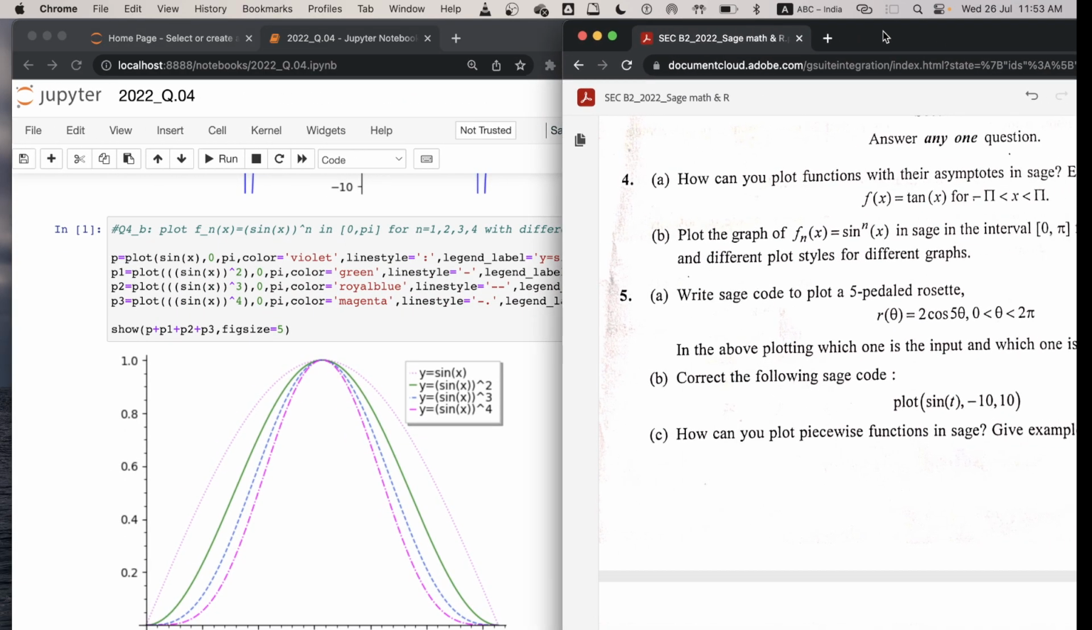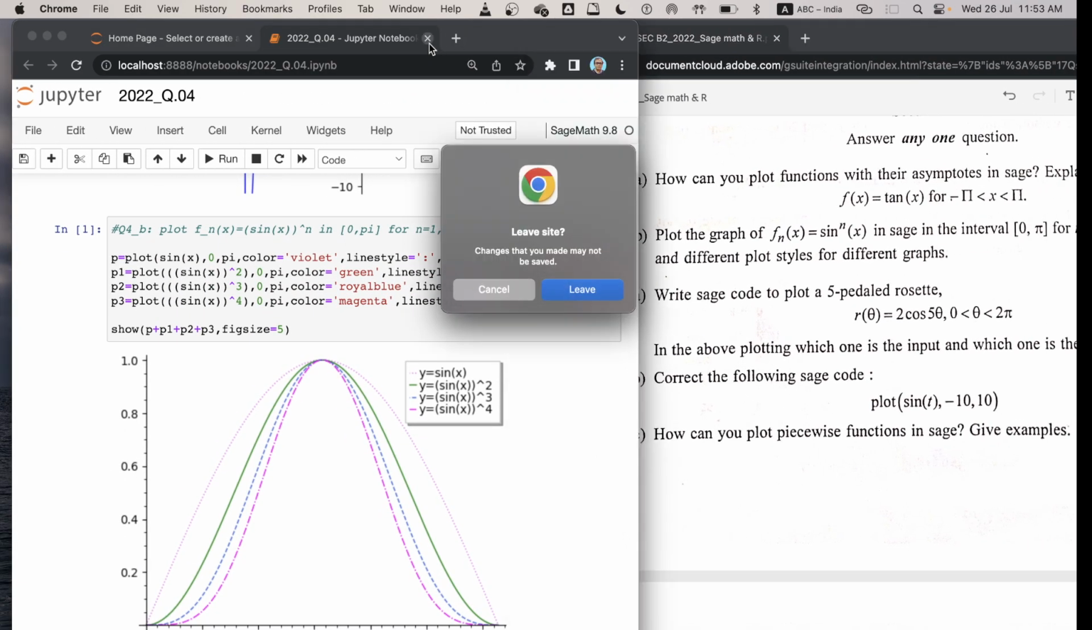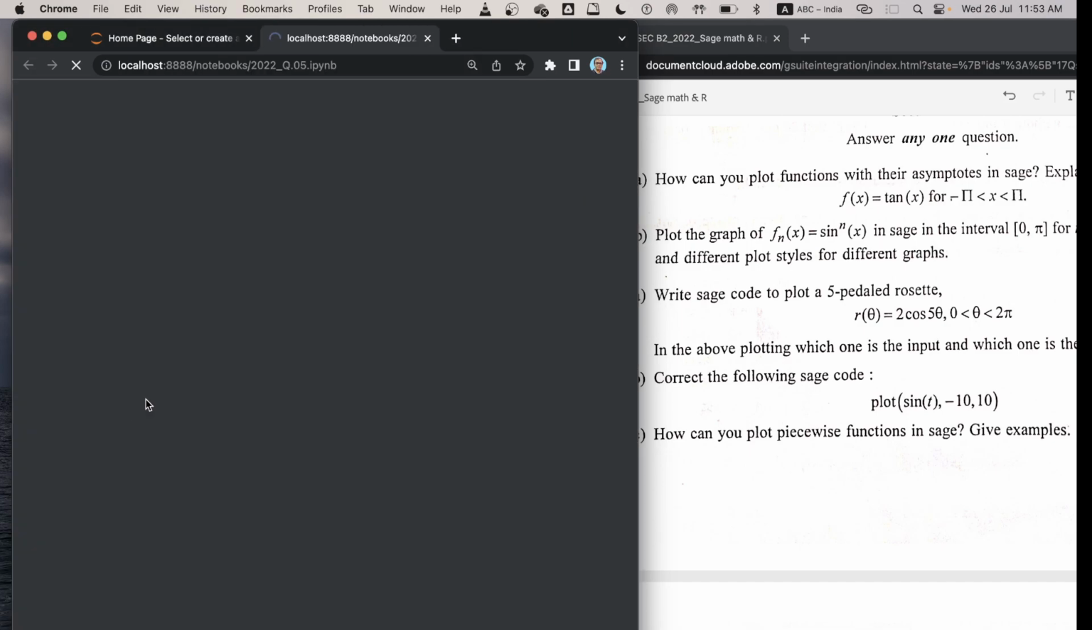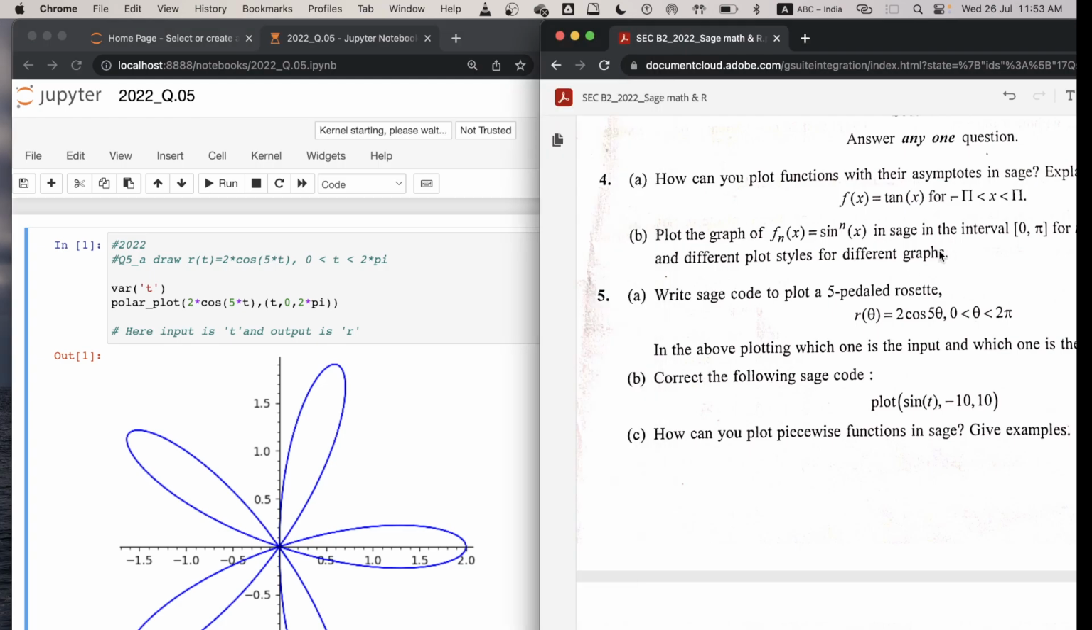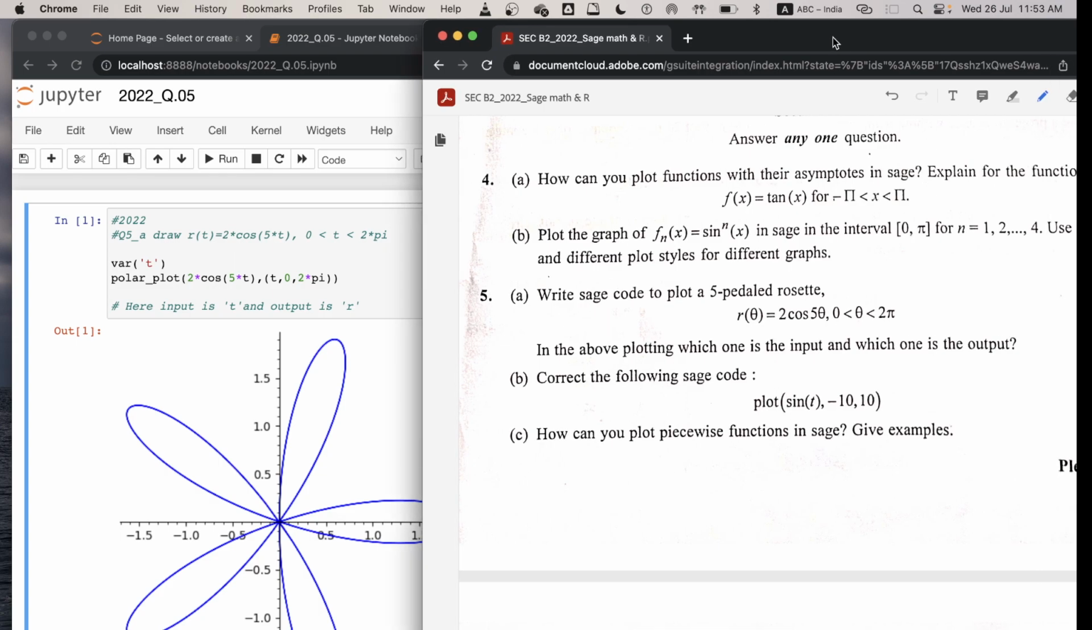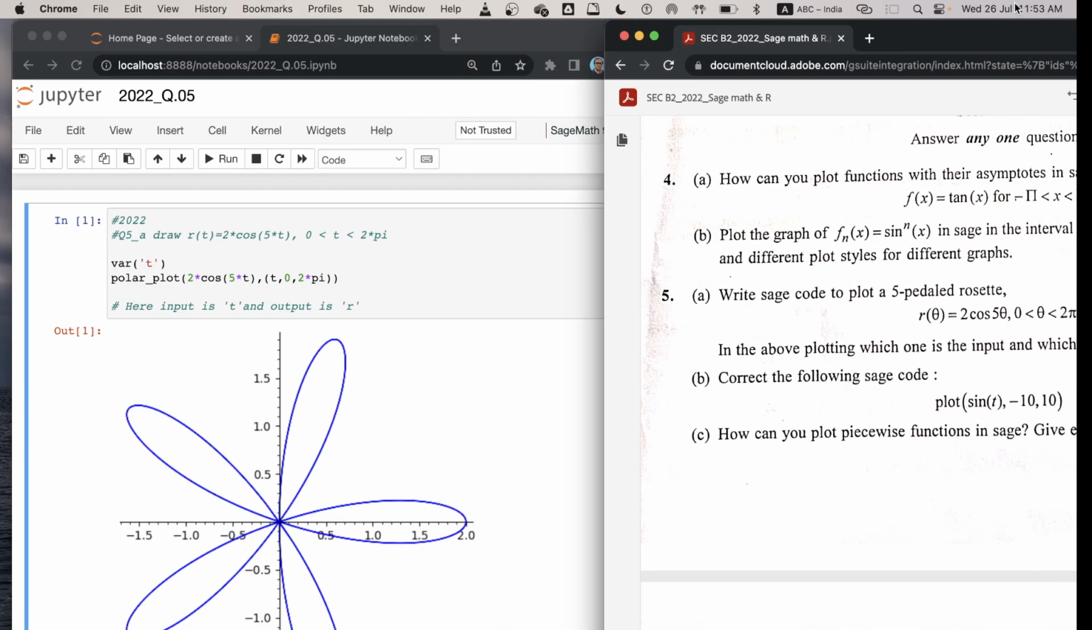Next, question 5. Question 5. A. Write Sage code to plot a 5-petaled rosette r theta equal to 2 cos 5 theta, 0 less than theta less than 2 pi. In the above plotting, which one is the input and which one is the output?